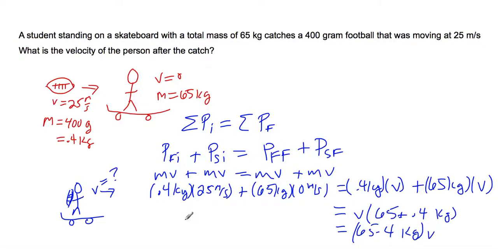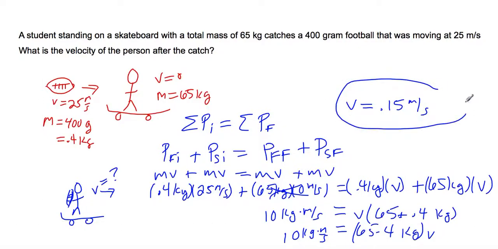times v. Now, I'm kind of running out of room, and you can see here this cancels off, but this 0.4 times 25 turns out to be 10 kilograms times meters per second. I guess I can write that same 10 kilograms times meters per second here. What we need to do is divide this number into this. Now I'm going to have to write that velocity up over here, which is going to be 0.15 meters per second. And it's going the same direction as the football was, which in our picture is going to the right. That should make sense. The system became much more massive when the person caught the ball.